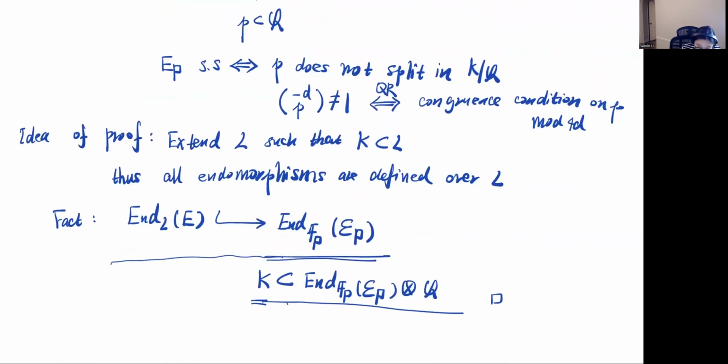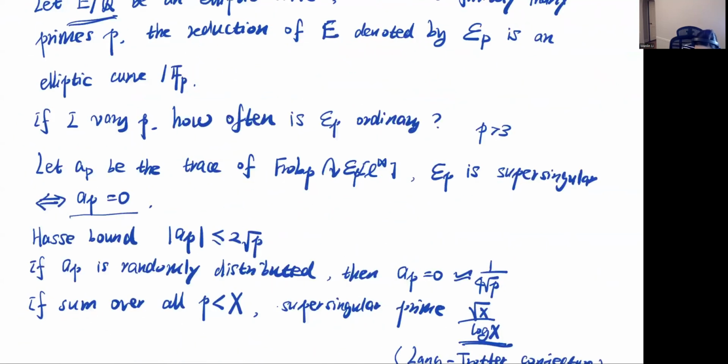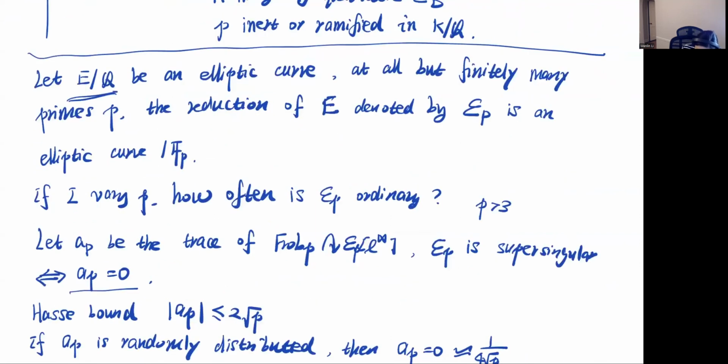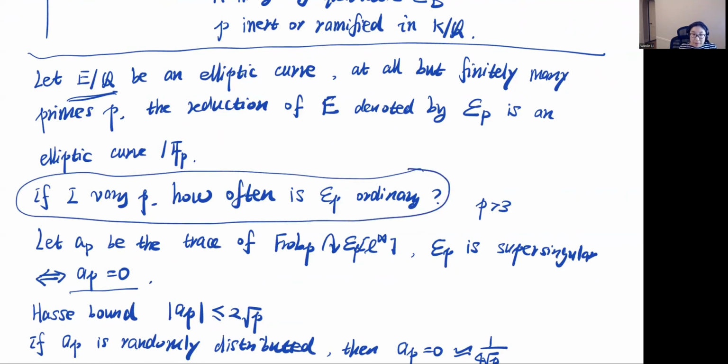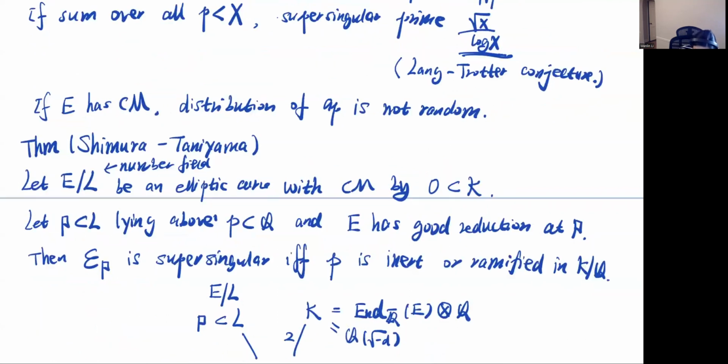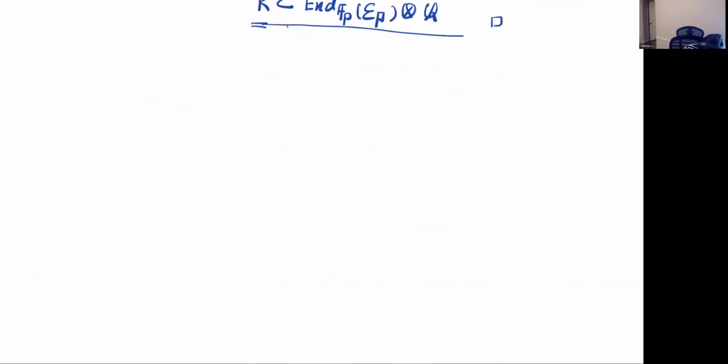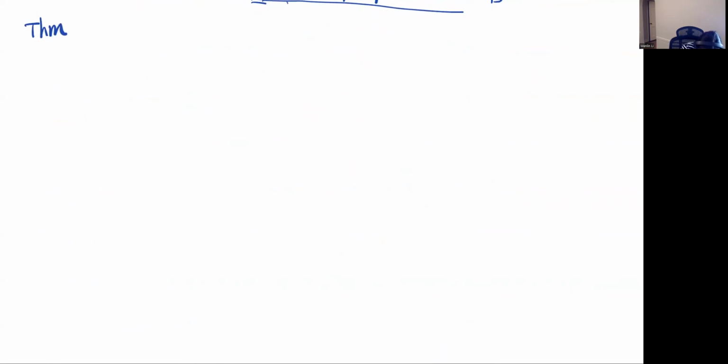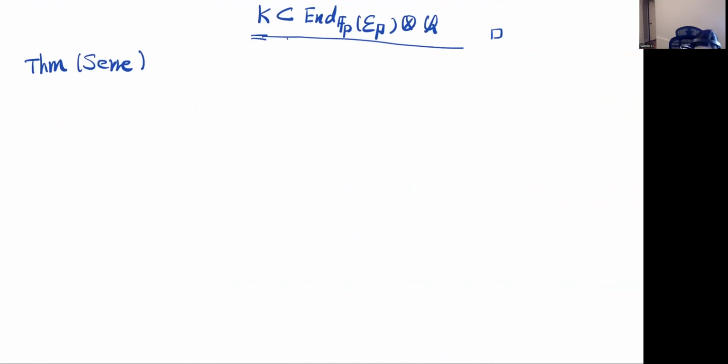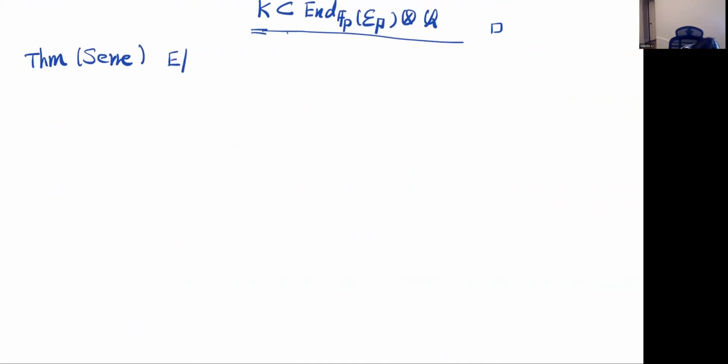So what about a general elliptic curve? Now we actually know the answer for CM elliptic curves using the Shimura-Taniyama theorem. But what about when the elliptic curve does not have complex multiplication? So first of all, let me state a theorem there. Serre says: let E over L be an elliptic curve defined over a number field.